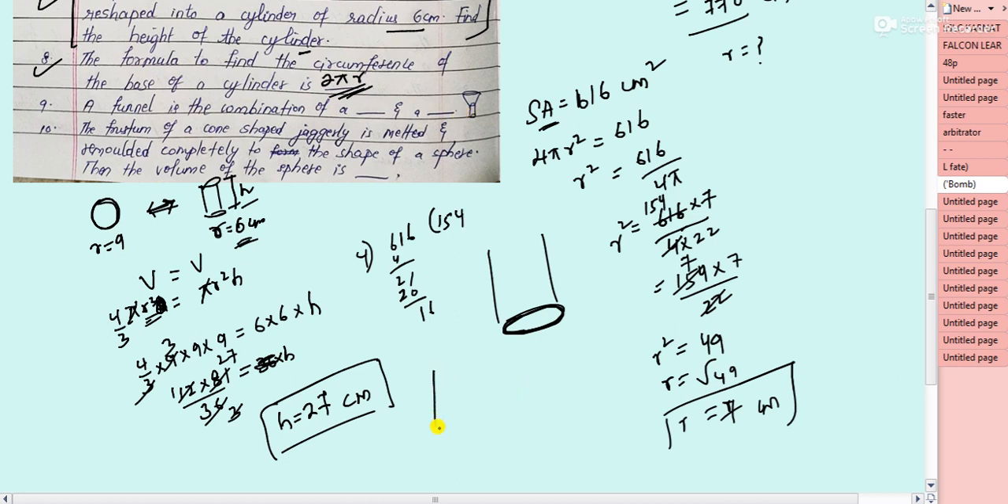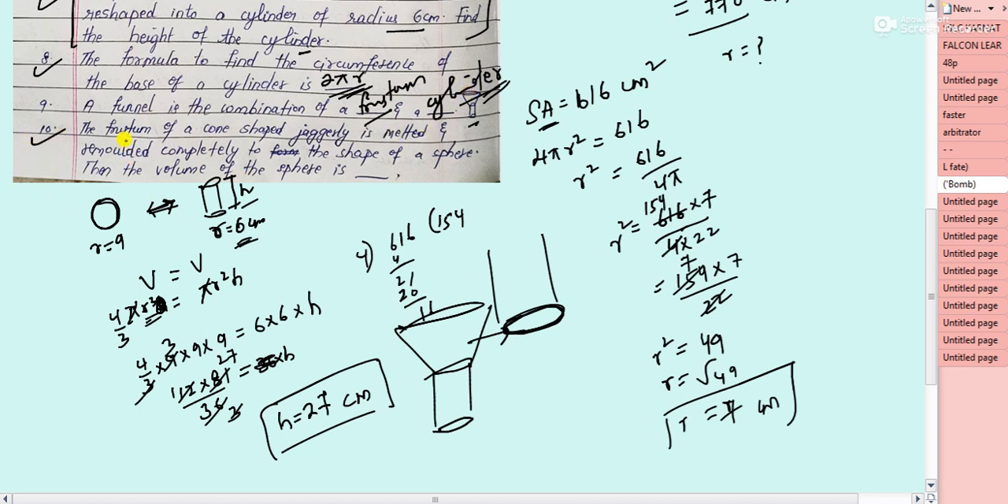Next, a funnel is a combination of a dash and a dash. So if you look at a funnel, this is the bottom part and this is the top part, correct? So this is what? A frustum, correct? This is a frustum. And what about this? A cylinder. So you may get this question in MCQ. So a funnel is a combination of a frustum and a cylinder.